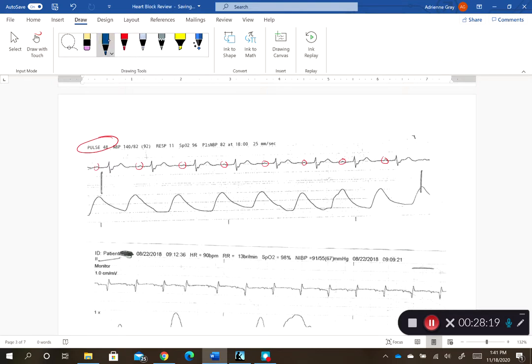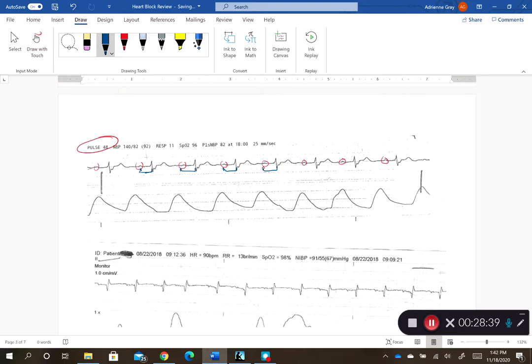And we're going to start at the beginning. Could this be a first degree? Well, I have 1 P wave for every QRS complex. And that kind of points me in the direction of a first degree. And my PR interval is very long. I have an elongated PRI and it's consistent. It's not getting longer and longer. So we're going to stop right there at first degree.